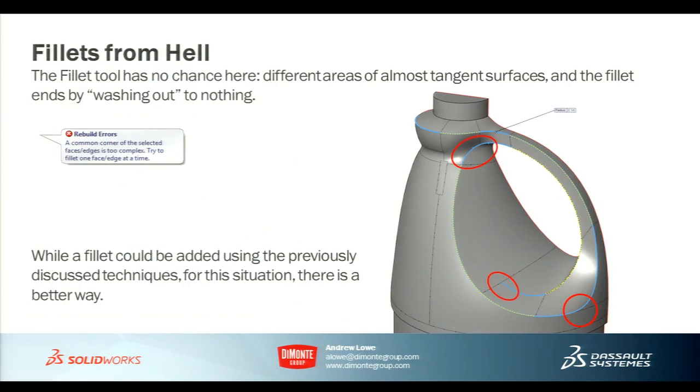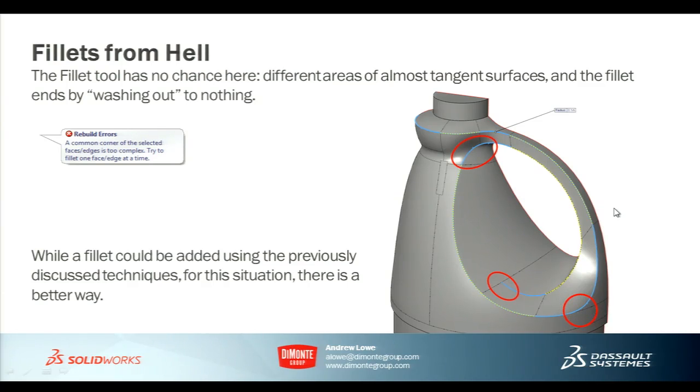So here, I'd like to add a fillet to this bleach bottle. Now, I'm calling this a fillet from hell because the fillet tool has no chance here. We have different areas of almost tangent surfaces. Down here, the fillet tapers to nothing. In here, there's two different sets of edges that it might not know how to bridge in this area.